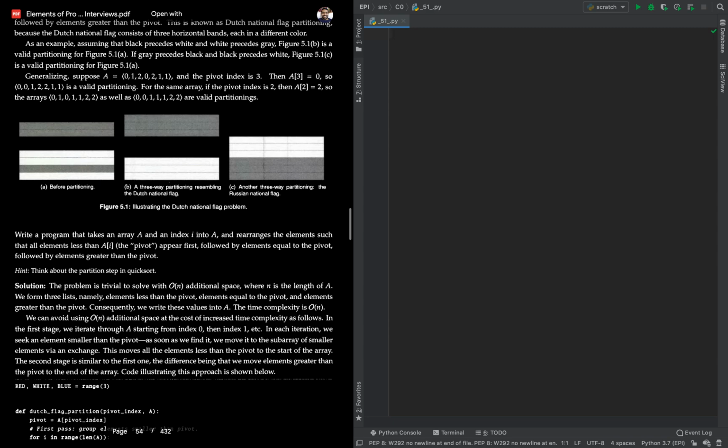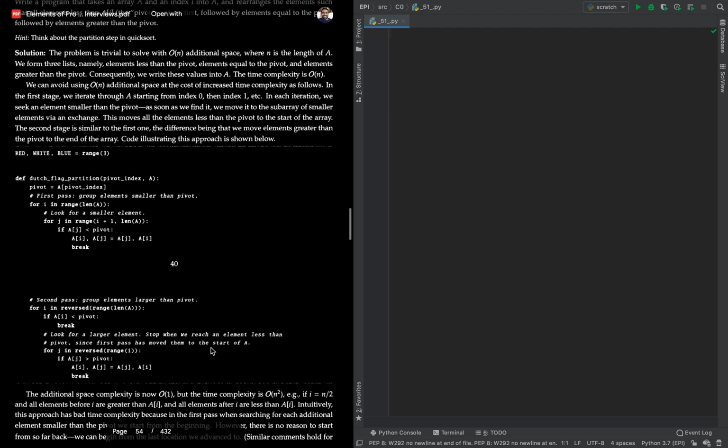In the first stage, we iterate through A starting from index 0, then index I. In each iteration, we seek an element smaller than the pivot. As soon as we find it, we move it to the subarray of smaller elements via an exchange. This moves all the elements less than the pivot to the start of the array. The second stage is similar to the first one. The difference is that we move elements greater than the pivot to the end of the array. All right. So you got this.